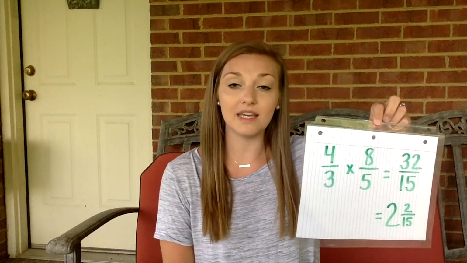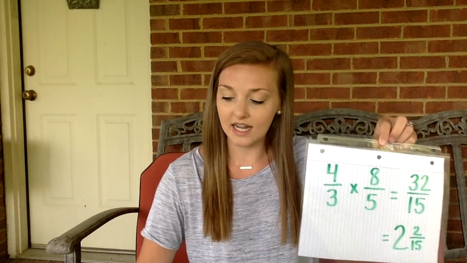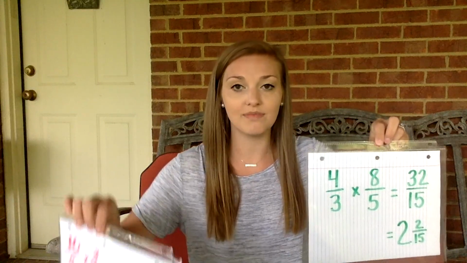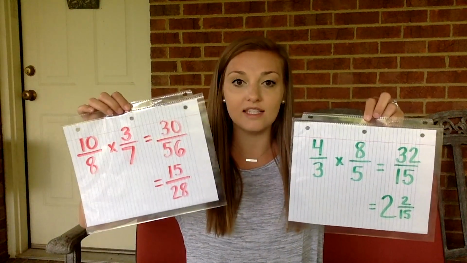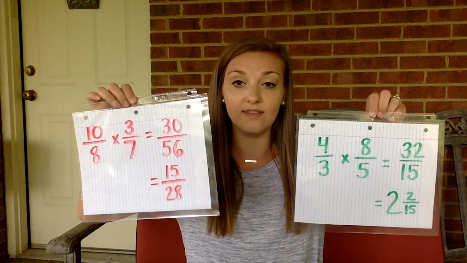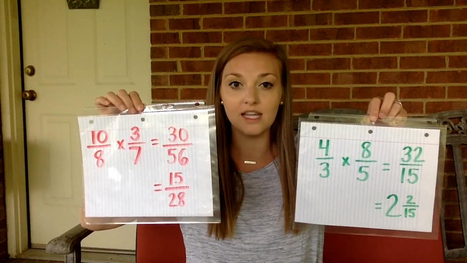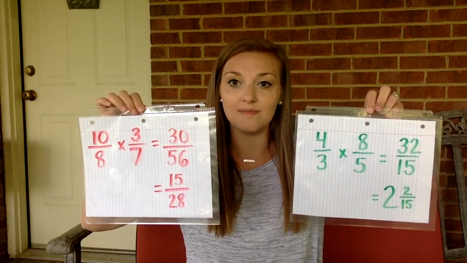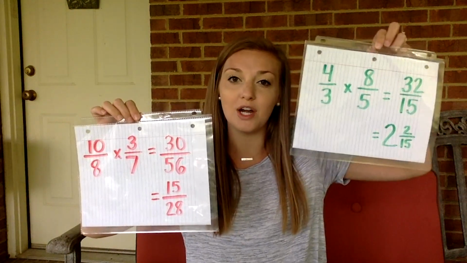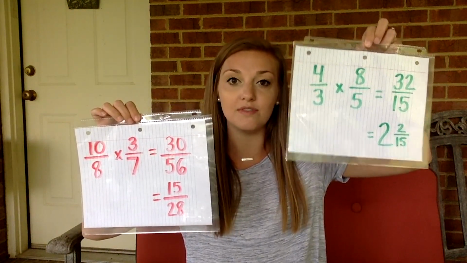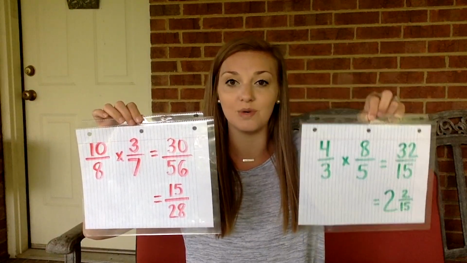Since I didn't have anybody else to play with me today, I decided to just play with a different color and see which color won. In this case, I got 30/56, and then I realized it could be simplified because they were both even numbers, so it's 15/28. For this game, the green marker won because 2 and 2 fifteenths is greater than 15/28.